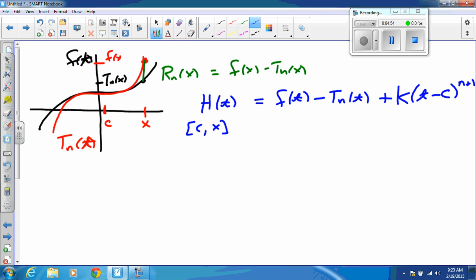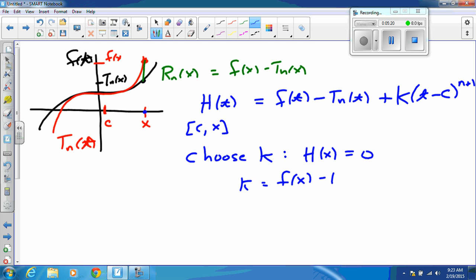And now I'm going to put one further stipulation on it. We're going to choose k such that h at x is exactly 0. We're going to choose k so that h of x right here at this point is exactly equal to 0. And that's not hard to do. All we have to do is let k equal f minus T all over x minus c to the n plus 1. In other words, we reverse engineer k.